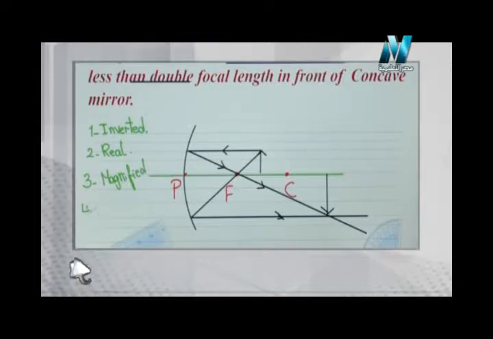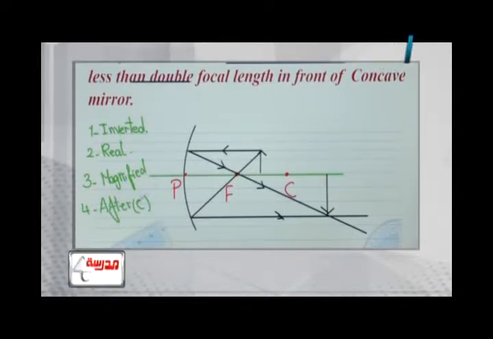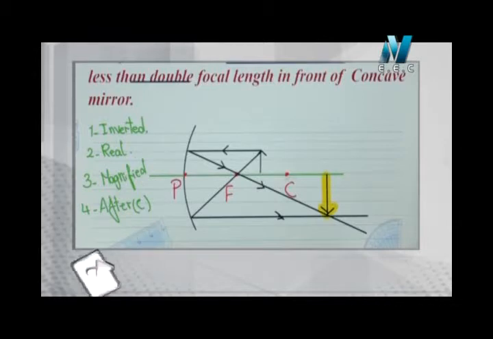Number 4, where is its place? After center of curvature, C. The object's place is here. Its place is after center of curvature, or more than double focal length.